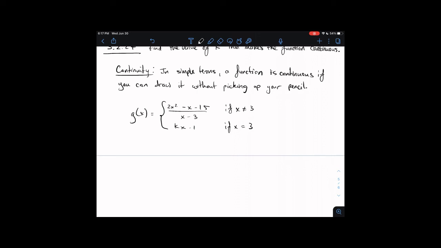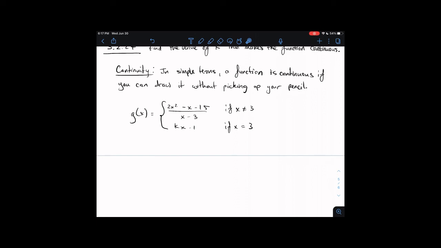So the first part, it's this thing here. This part is a rational function, so it's continuous everywhere except where its denominator is 0. In that case, that's where x equals 3, right? So that's why this piecewise function is introduced. It's saying this whole thing is continuous wherever x doesn't equal 3, basically.